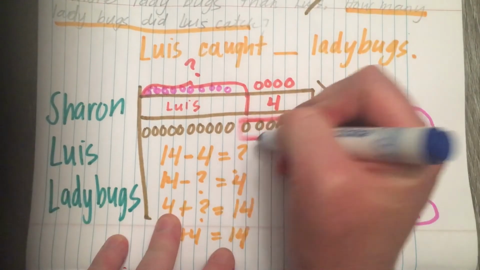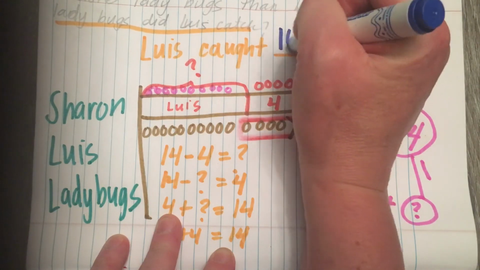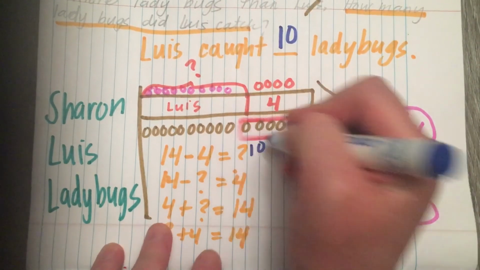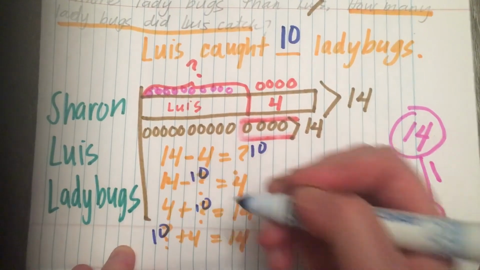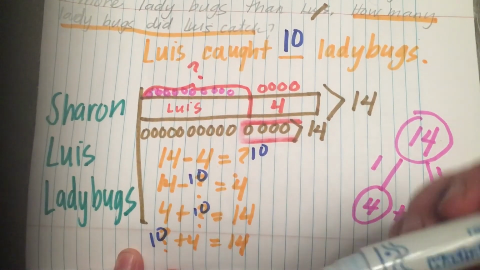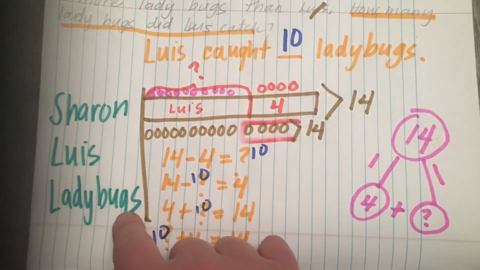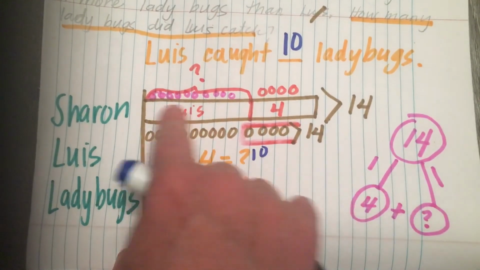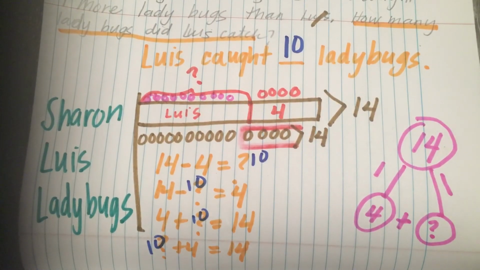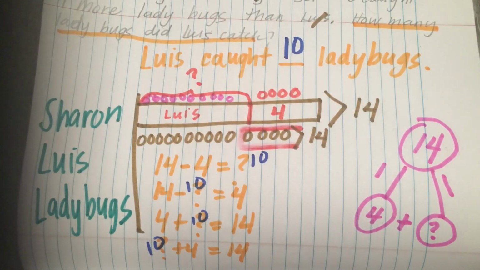So then I know that Louise caught 10 ladybugs, and from here I'm going to write 10, 10, 10, and 10. Then I'm going to check my problem. I have my who, my what, my ladybugs, my question mark, I've got my answer, number bond, and my bar. And I'm ready to roll, and that is how you would bar model this. Good luck.